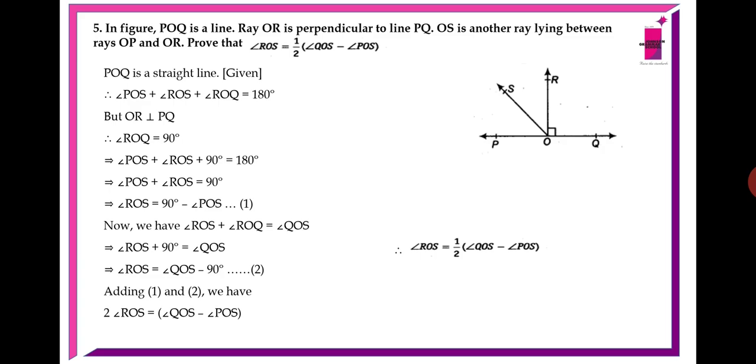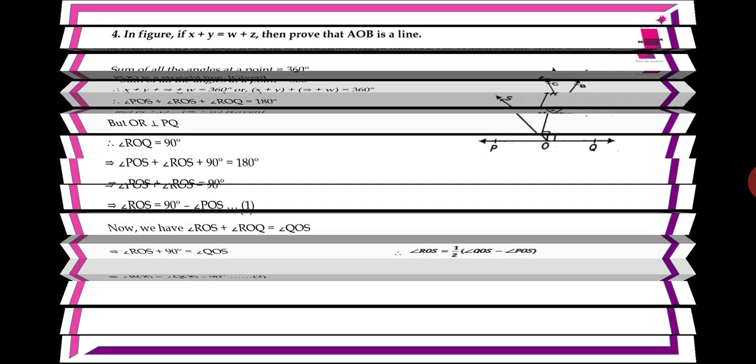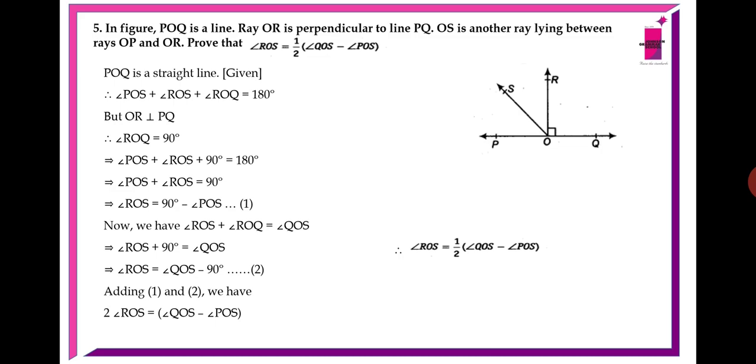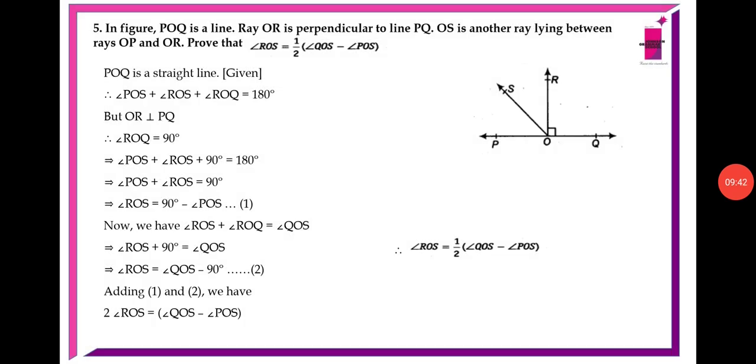Now if you take ROS plus ROQ equal to QOS, you can see here in this figure, ROQ and ROS, the sum of these two equal to angle QOS. So you know that ROQ value is 90 degrees, so ROS plus 90 equal to QOS, or in other words, if you send 90 to the other side, ROS equal to angle QOS minus 90.